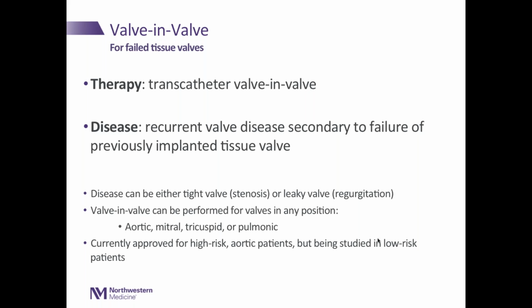In addition to the low-risk trial, we're also studying very specific subsets of patients. So this procedure called valve-in-valve procedure, transcatheter valve-in-valve procedure, is meant for patients who have recurrent valve disease secondary to failure of a previously implanted tissue valve. Now, when patients have an aortic valve replacement, we certainly hope that they will have a durable replacement for a long time. However, some patients do outlive their tissue valves. So this therapy is meant for that group of patients.